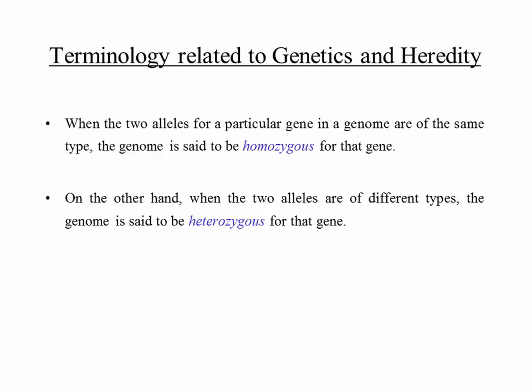Now, when the two alleles for a particular gene in a genome are of the same type, that genome is said to be homozygous for that gene, right? So you have both wild type or both mutant, then it's homozygous. On the other hand, when the two alleles are of different types, then the genome is said to be heterozygous for that gene. So one could be wild type, one could be mutant, right?